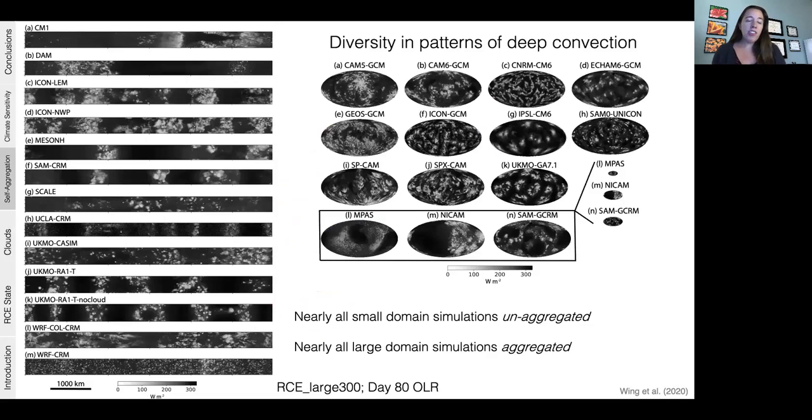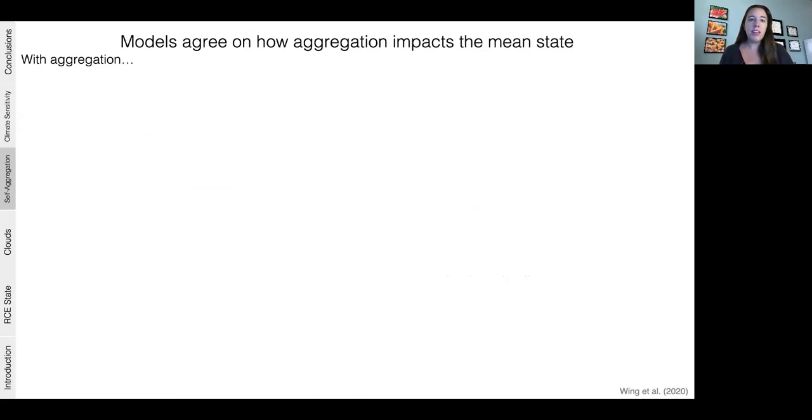Turning now to self-aggregation, if we consider our two different types of domains, we find that nearly all of our small domain simulations are unaggregated, whereas nearly all the large domain simulations, which are the ones shown here, are aggregated. So we have our cloud resolving models on the left, our GCMs, and our global cloud resolving models on the right. And there's quite a spectrum here in the structure, the size of the deep convection. Outgoing longwave radiation is plotted here. But again, there are areas where there are robust results and models agree. And in particular, models agree on how this aggregation impacts the mean state.